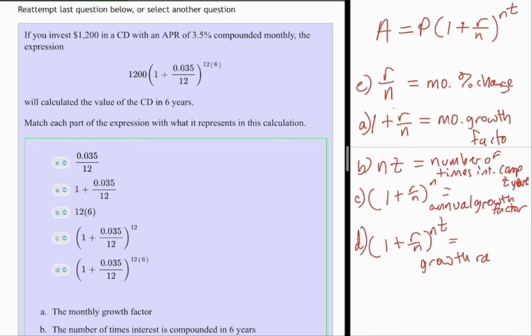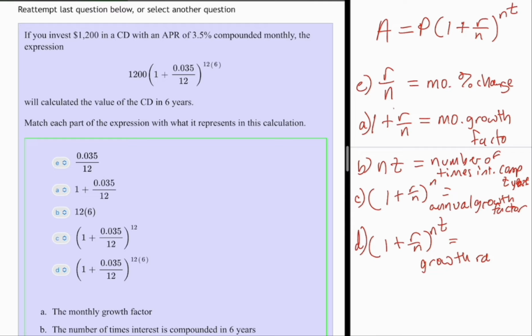So we're talking about our compounded n number of times formula. The A, remember, is your final value, your P is your starting value, your R is your rate as a decimal, your N is the number of times things have compounded, your T is the time, and in this case it would be years.